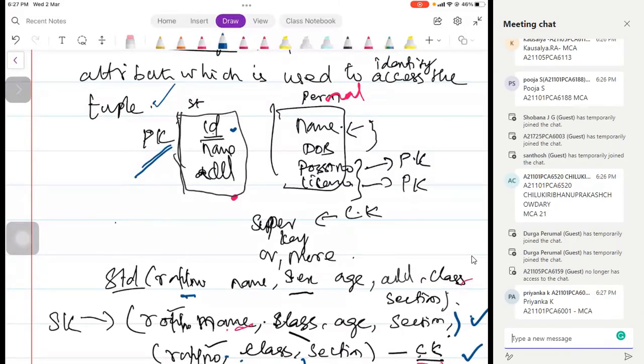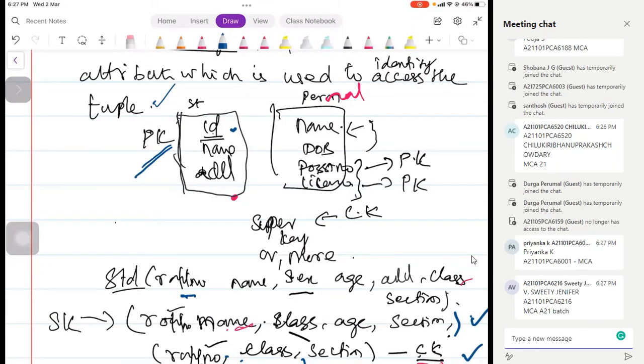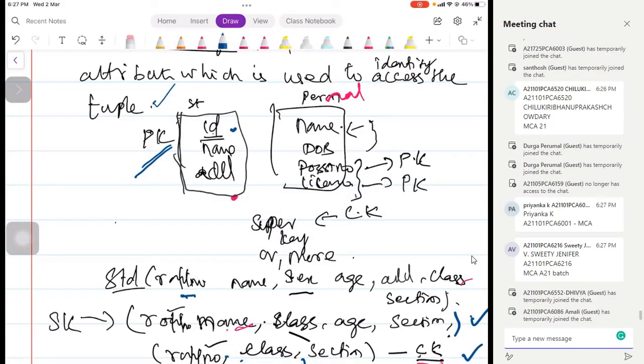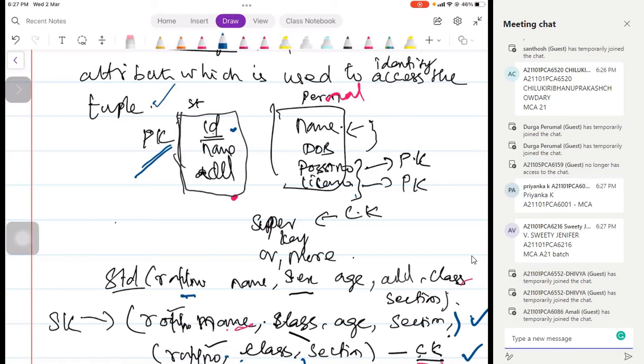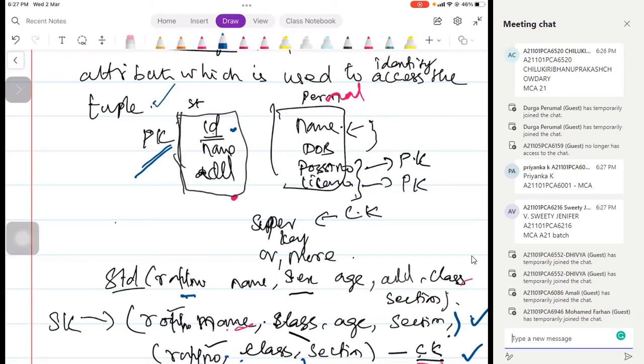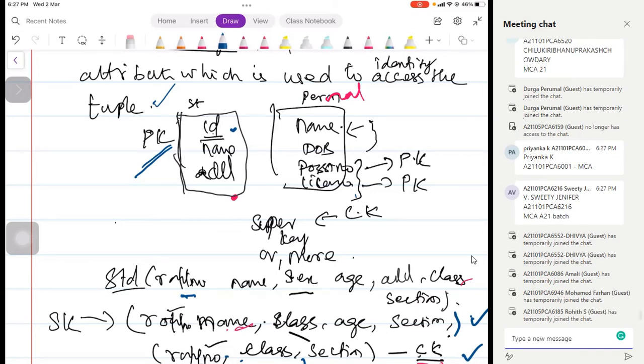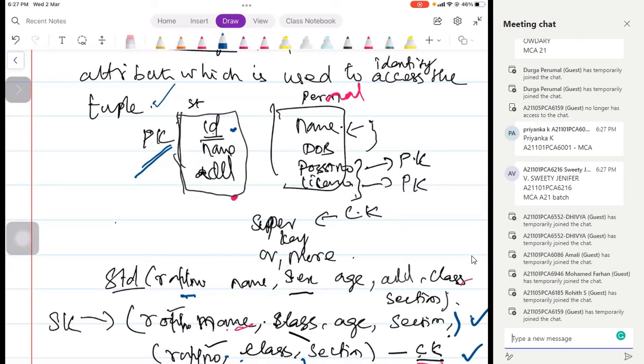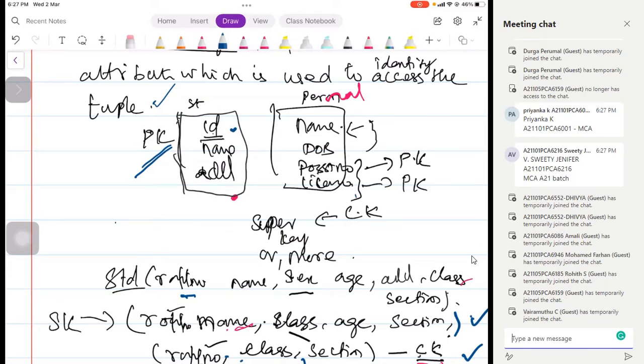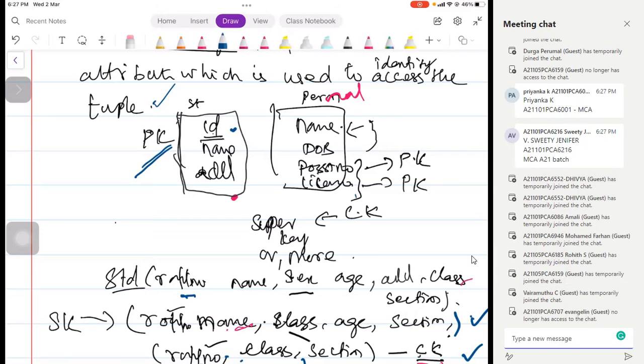Next, here are some personal details you have given: name, date of birth, passport number, license number. Here, more than one primary key can also be given. We may have a passport, and a license, and a PAN card, and an Aadhaar number too. So all are primary keys for a particular person. Together we can call them a super key or candidate key. But these are all primary keys.